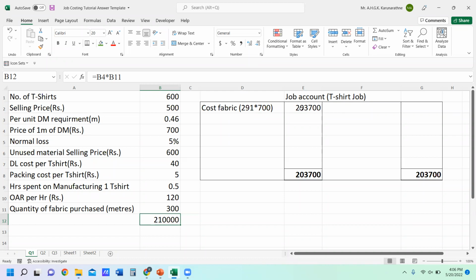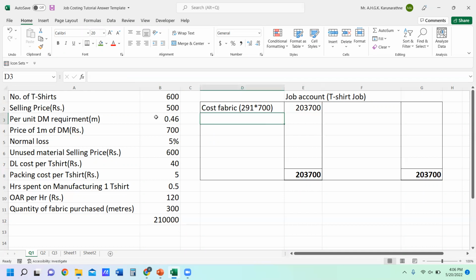The raw material control account is credited by this amount. From there we draw it as a cost, 203,700 raw material. I think you got the point. We are not supposed to talk about the double entries. Only for this example, I prefer to explain how the figures are coming to this account.